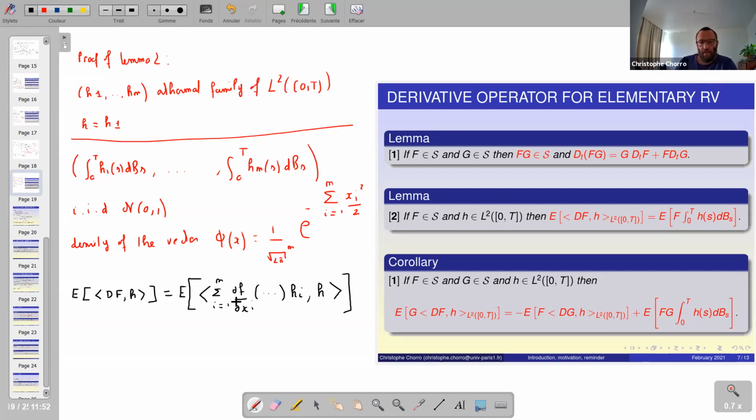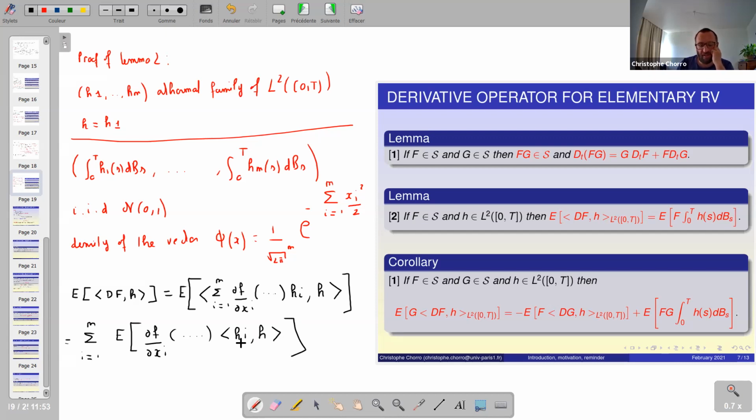Okay? Here, I have something that is independent. The partial derivative depends on this Wiener integral, so it is independent of the time t. So I can write this as the sum from i equal to 1 to n of the expectation of df over dxi, applied at this Gaussian vector. And I have the scalar product between hi and h.